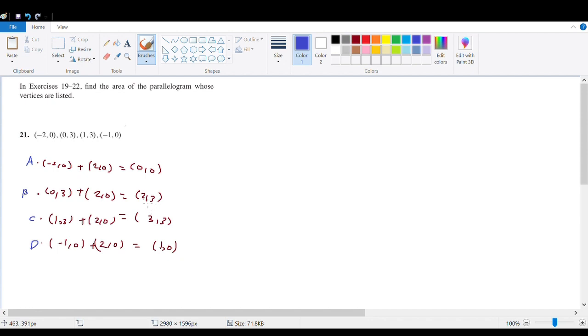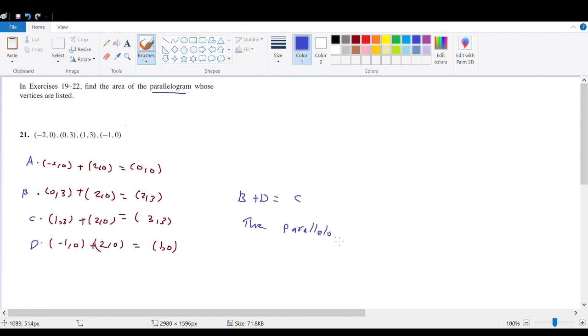If we label these points A, B, C, D, we see that the point B plus the point D will give us the point C, because B is 2, 3 and D is 1, 0. If we add 2 plus 1 we get 3, and 3 plus 0 gives us 3. So B plus D will be equal to C. So we know that the points corresponding to this parallelogram will be the 2 vectors B and D.